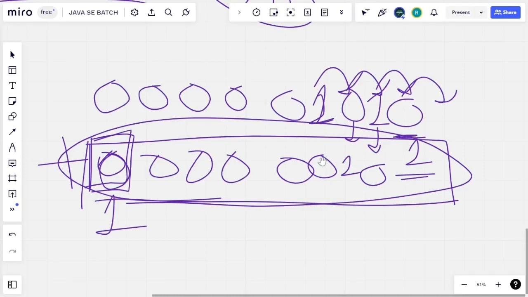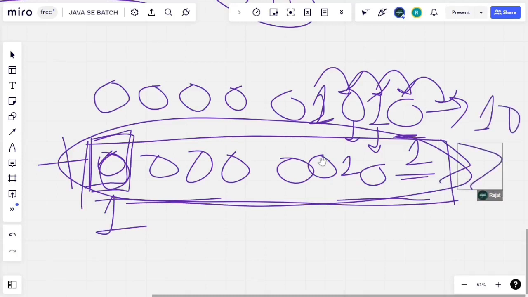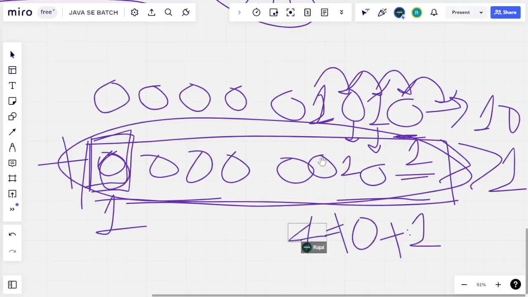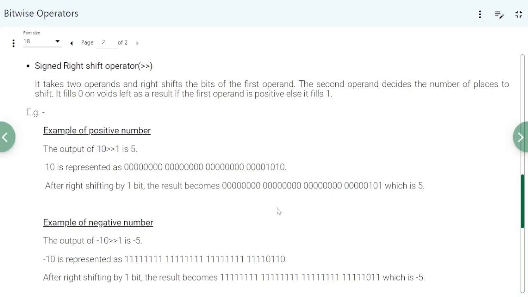So what about this 101 now? This 10 has become 5 after right shifting it by 1. Why? Because you know 2 raised to power 0 is 1. Let me just remove this. This probably will be 0. And then we have to consider 0, 1, and 2. And 4 plus 1 equals 5. So when you right shift 10 by 1, you get the output 5.